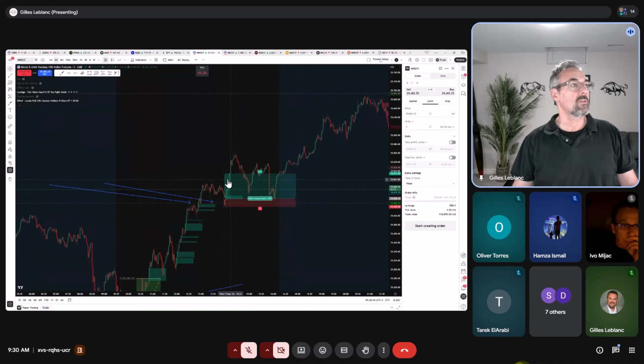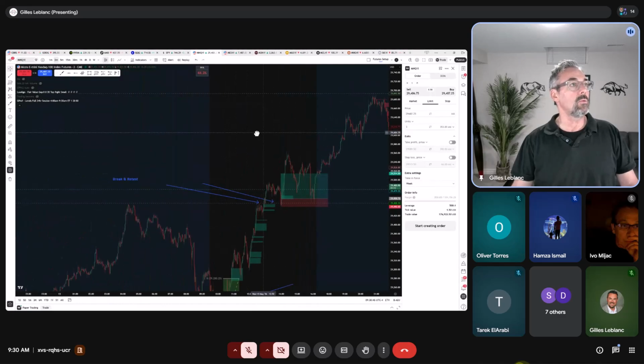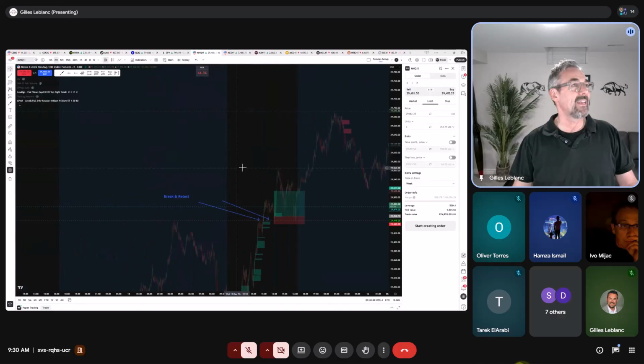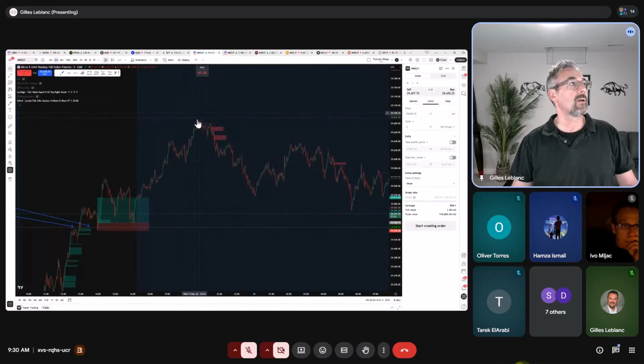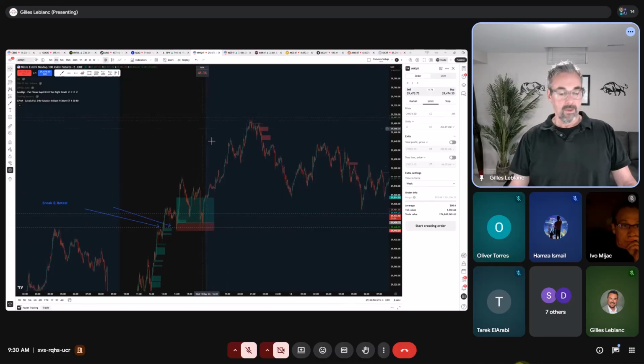However, with this, especially with NQ, this was an all-time high again. With NQ, post-market has made it up to the 29,700 level. So that's that break and retest.